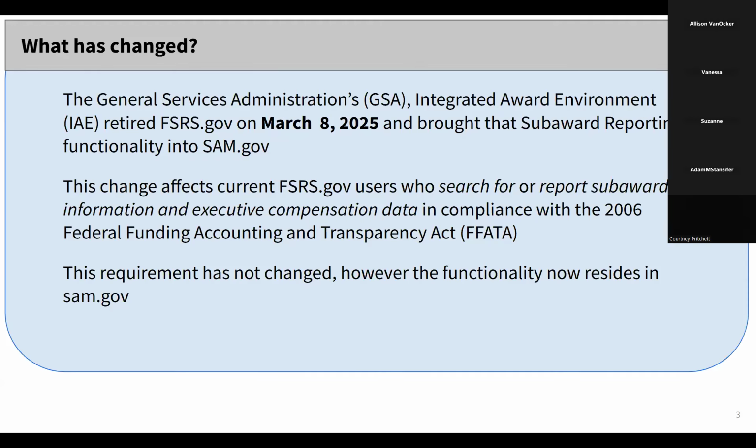The requirement for the reporting itself, as in, you need to do your monthly reporting for your subaward activity, has not changed. However, the functionality now resides in SAM.gov. So if you were to go to FSRS.gov right now, as I'm sure a lot of you have seen, it redirects you to SAM.gov, because that is where you would need to be doing the entry of these reports from now into the foreseeable future.